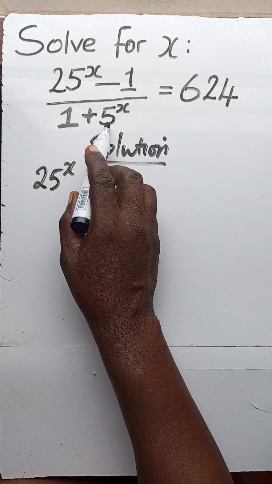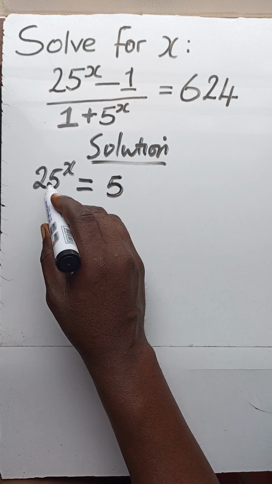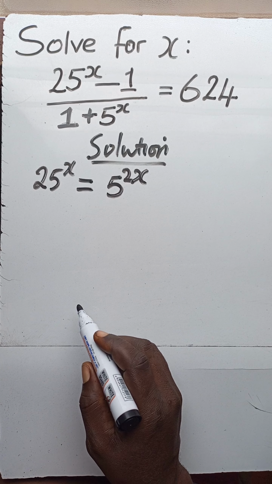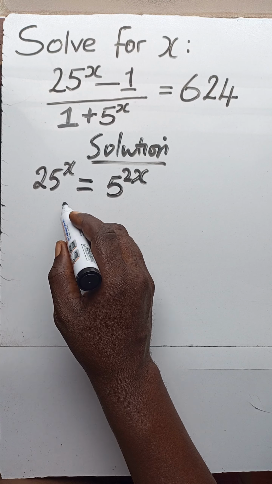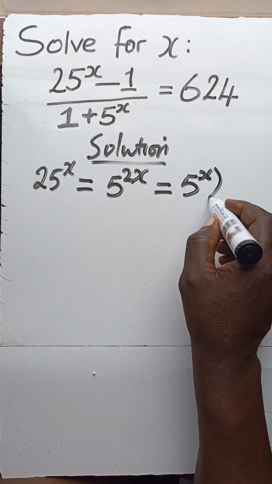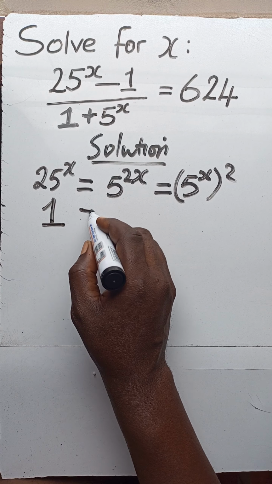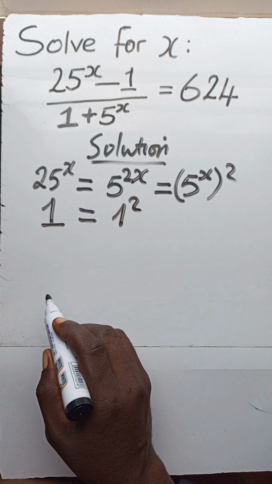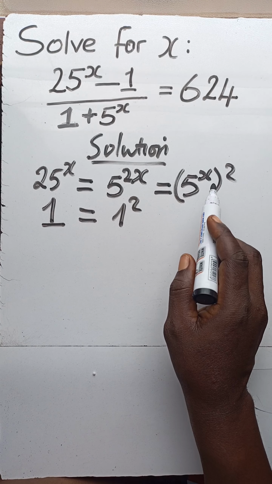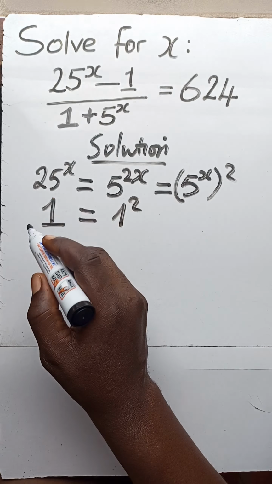Since we have here 5 to the power x, this can be written as 25 is 5 square, and then to the power x becomes 5 to the 2x. Okay? And this also can be written as 5 to the x square. And 1 can also be written as 1 square. That way we can see now the numerator as a difference of 2 square. This square minus this square. All right, so let's go ahead and put it there.